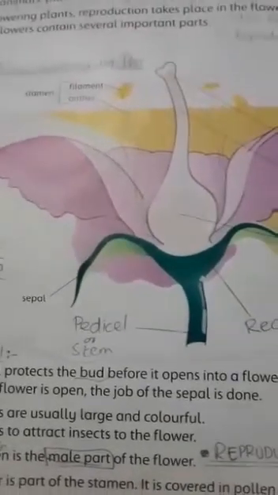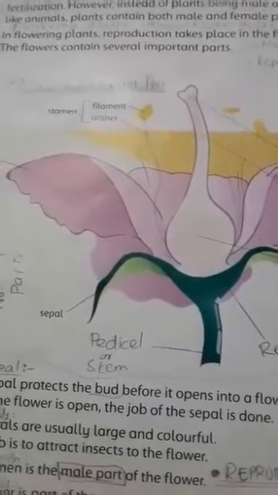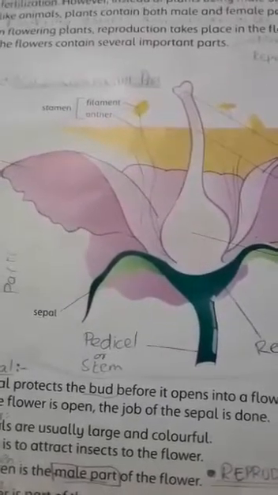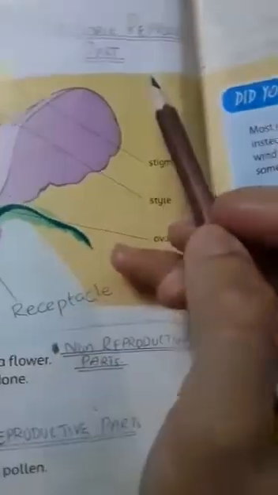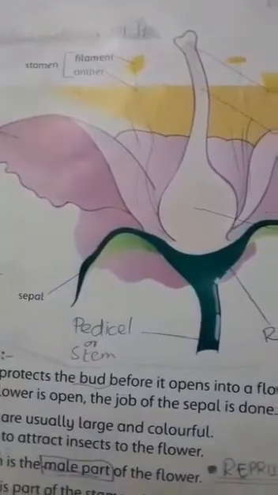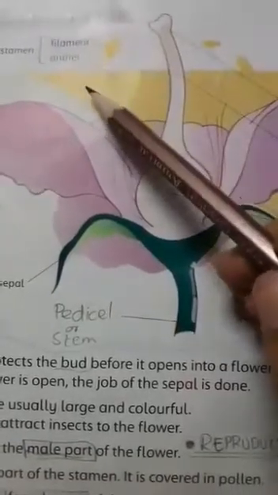Now we are going to discuss the reproductive parts of the flower. The reproductive part of the flower consists of a male reproductive part and a female reproductive part. The male reproductive part is the stamen, which is made up of filament and anther.